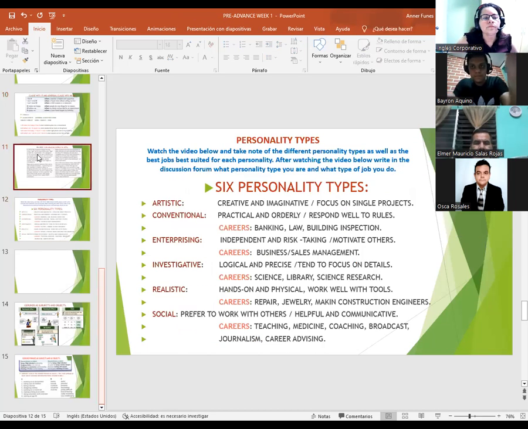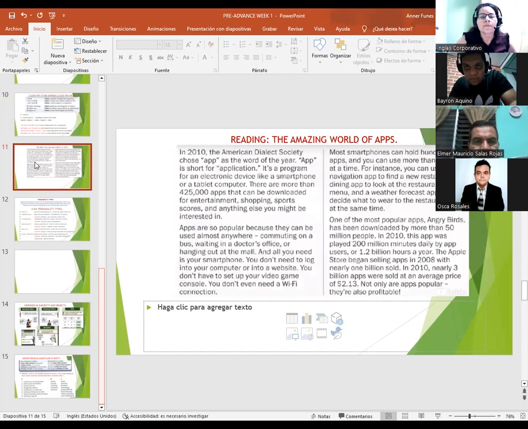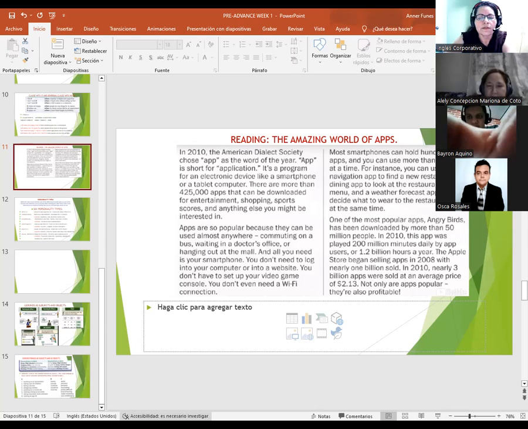Now, next, we have here a reading. This reading is named The Amazing World of APPS. First, I put the audio, and then you listen to the audio and read at the same time. Please pay attention and try to analyze the information. Are you ready? Yes, I'm ready. Okay.